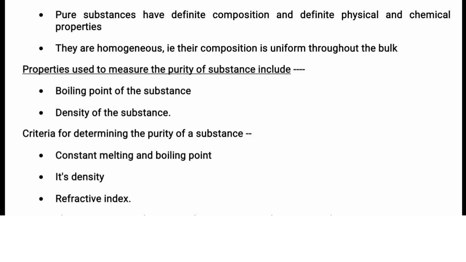The density of the substance also helps. You can also measure the density of it. The density of water is 4,200, or 4.2. So it can only be that, no more, no less.